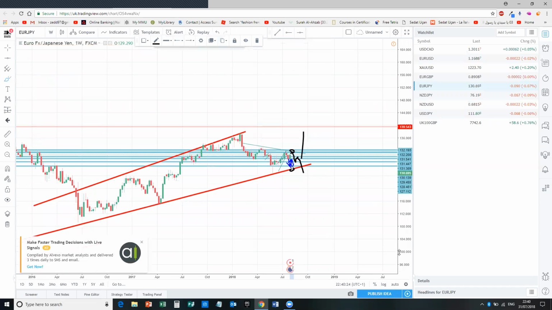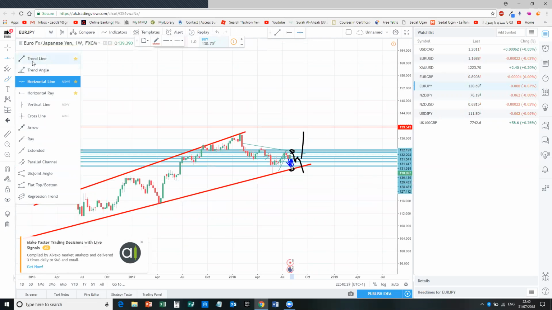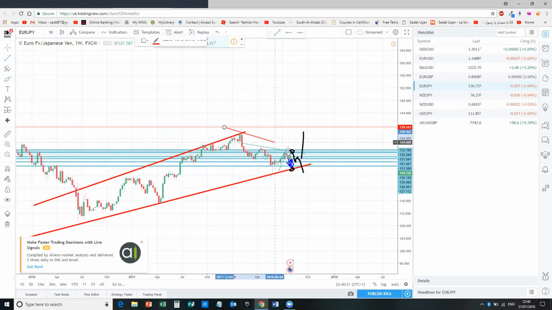In a weekly, yeah, there's two ways you can look at it. Let me just draw another line. Remember, every day you look at the charts, you'll see something different. It's not always going to be something similar. Yeah, there's like a little wedge happening.